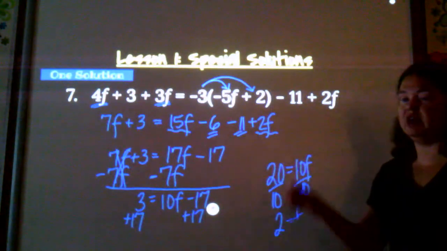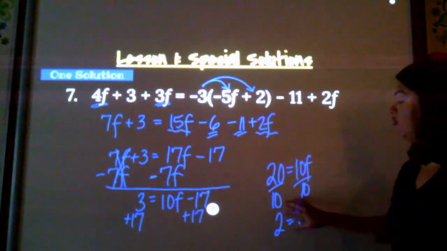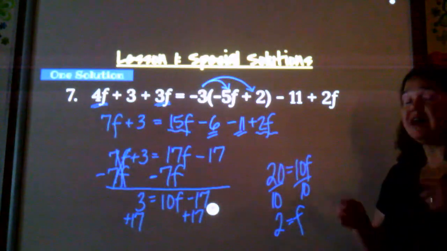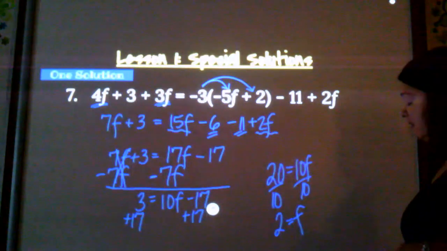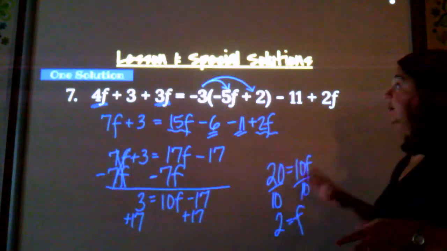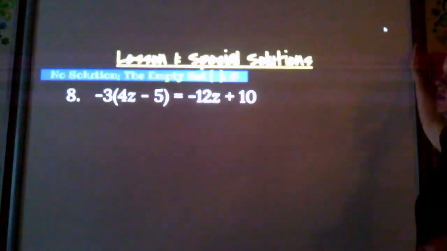One solution. Variable equals a number, or number equals a variable. Same thing, but I have one solution. One answer. Okay? The other guys, the no solution and the infinitely many solutions, the variable is going to disappear. Okay? So that means there's no variable in my answer. I'm going to have a special answer.